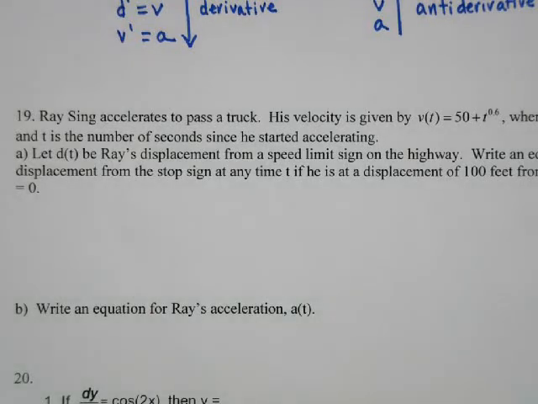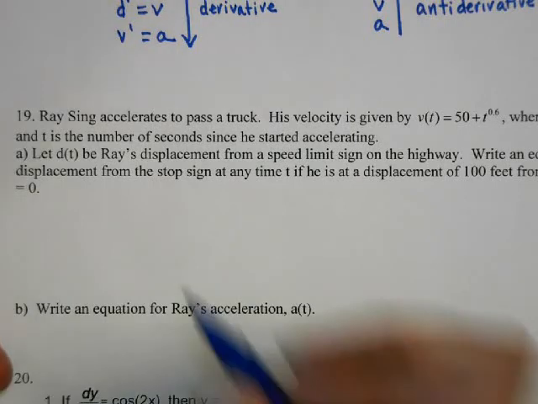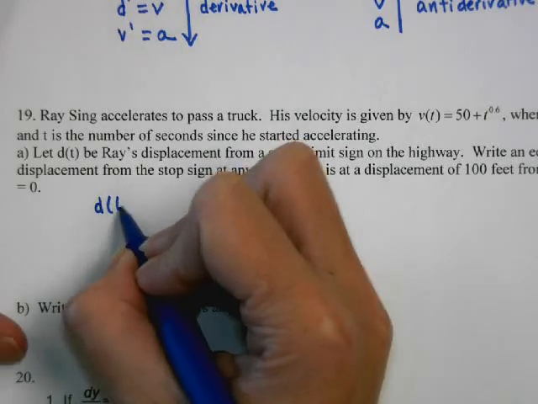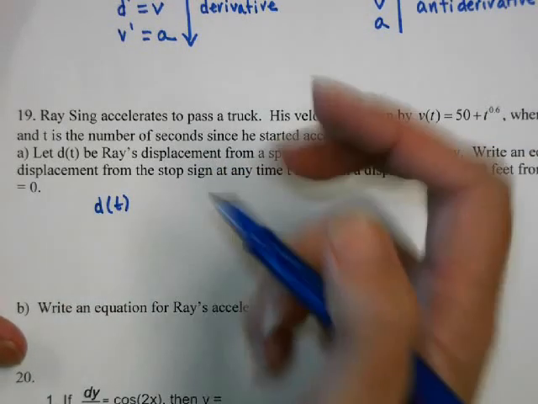Okay, so our next example, Ray Singh accelerates to pass a truck. His velocity is given by v of t equals 50 plus t to the 0.6, where v of t is in feet per second and t is the number of seconds since he started accelerating. Let d of t be Ray's displacement from a speed limit sign on the highway. Write an equation for Ray's displacement from the stop sign at any time t if his displacement is 100 feet when t is 0. So we're going to find the antiderivative of this.